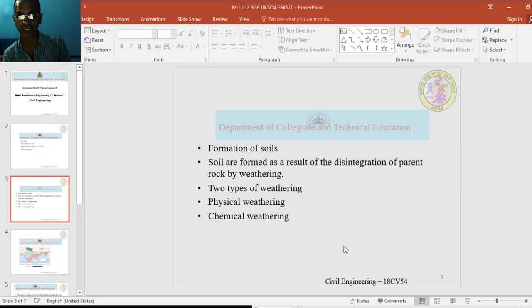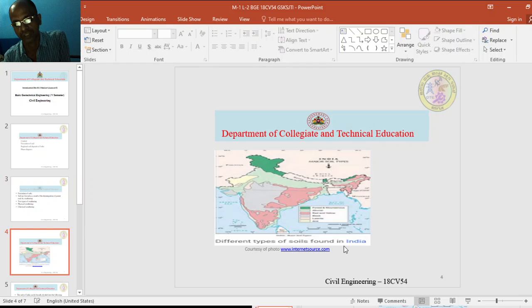So it may be physical weathering or it may be chemical weathering. Sometimes during the process of transportation and deposition, some organic content gets mixed with the soil, then that forms muck or black cotton soil, which is also called organic soil deposits. Now coming to the regional soil deposits in India.